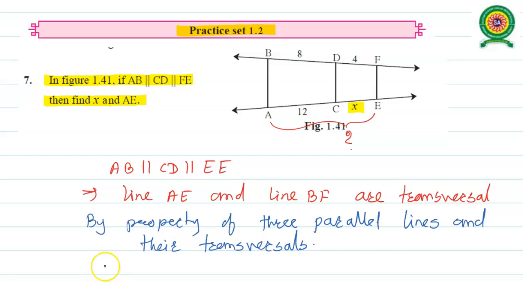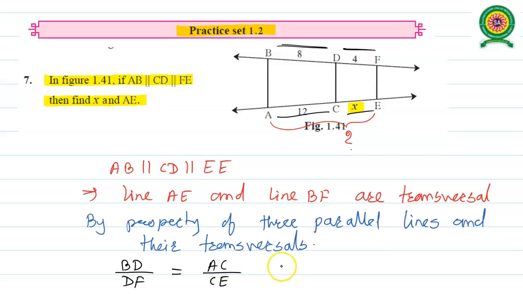So here we have BD divided by DF, that is equal to AC divided by CE. Now replace whatever known values we have. BD becomes 8, DF becomes 4, AC becomes 12 and CE becomes x.